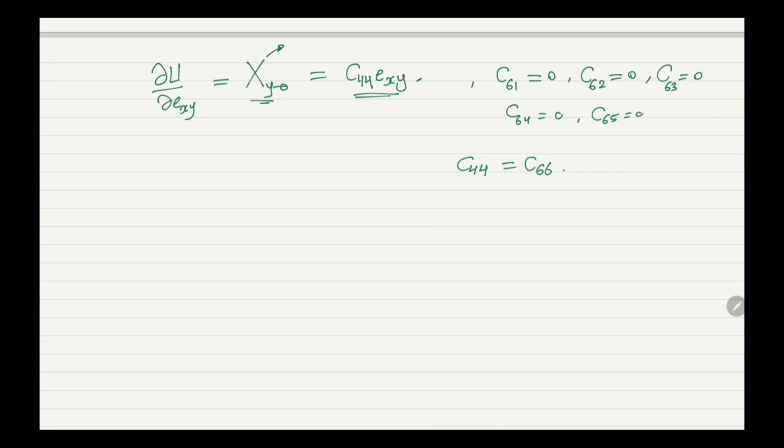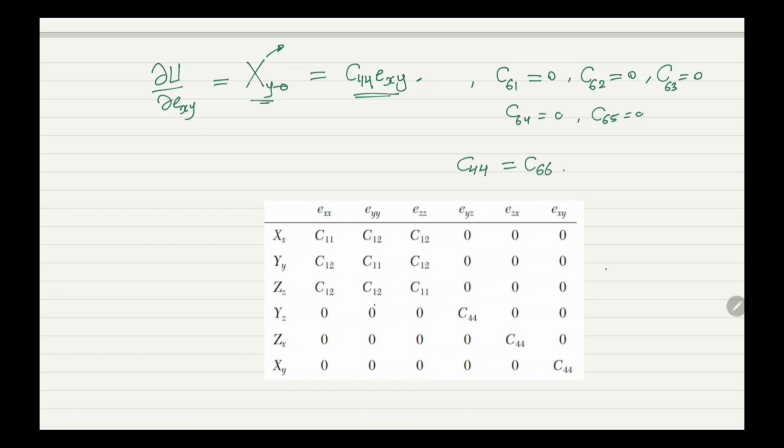Now by following the same procedure, you will find that the 36 terms, which reduced to 21 because of the symmetry, reduce again to only 3 terms: C12, C11, and C44. This is for a cubic system. So for a cubic crystal, the 21 terms reduced to C11, C12, and C44.